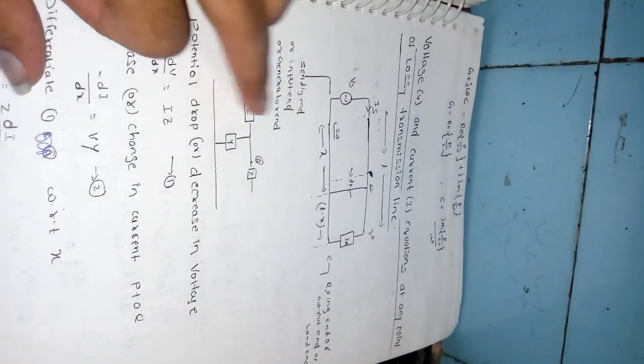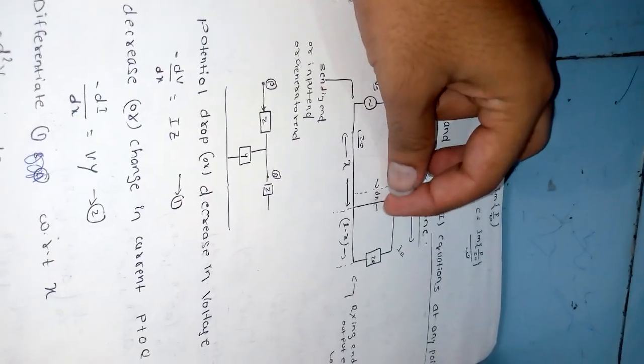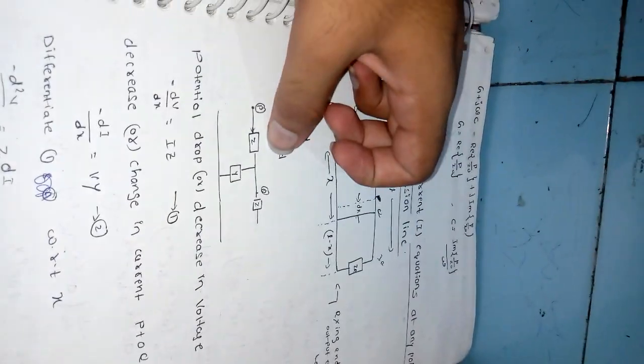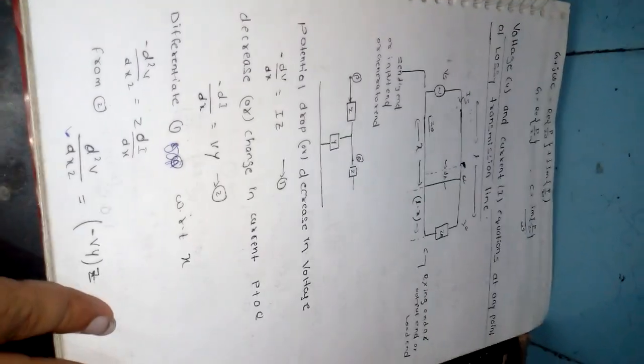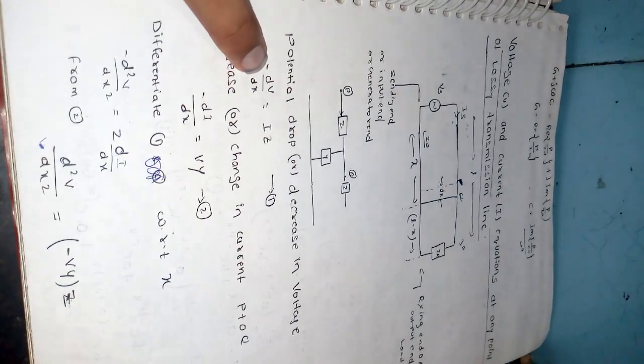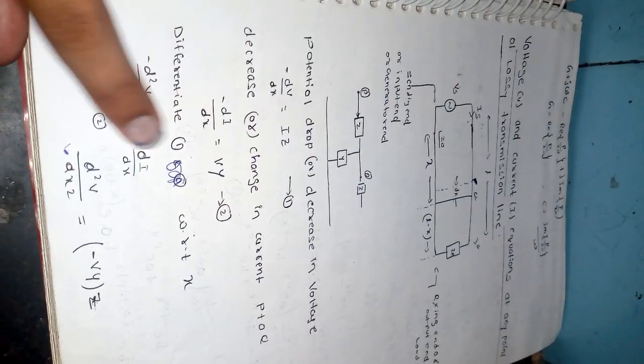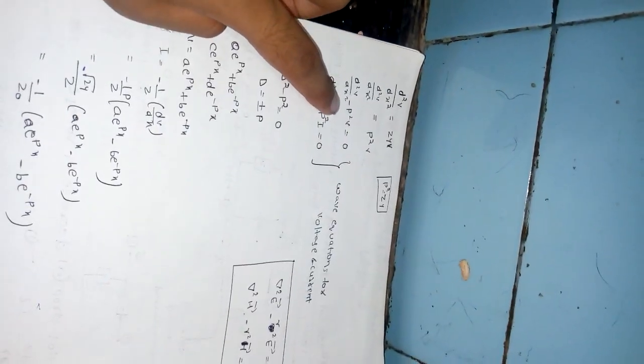Here PQ is considered a small section dx, and PQ can be considered as having series impedance Z and shunt admittance Y. The potential drop, or decrease in voltage, dV by dx equals Iz. The decrease or change in current, minus dI by dx, equals Vy. These are the wave equations for voltage and current: d square V by dx square equals rho square V, and d square I by dx square equals rho square I. These are analogous to the electric field and magnetic field equations, that is, the Helmholtz wave equations.